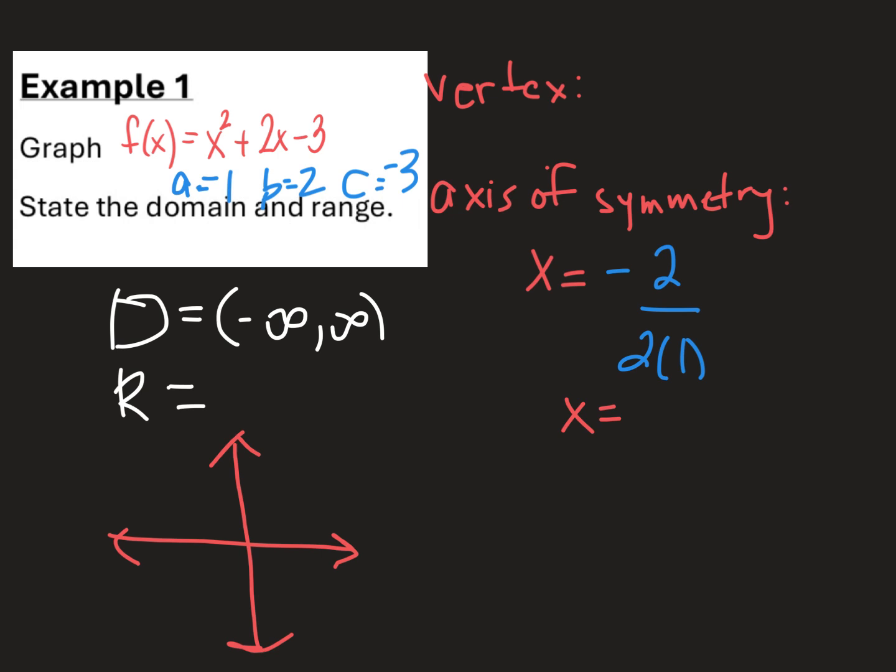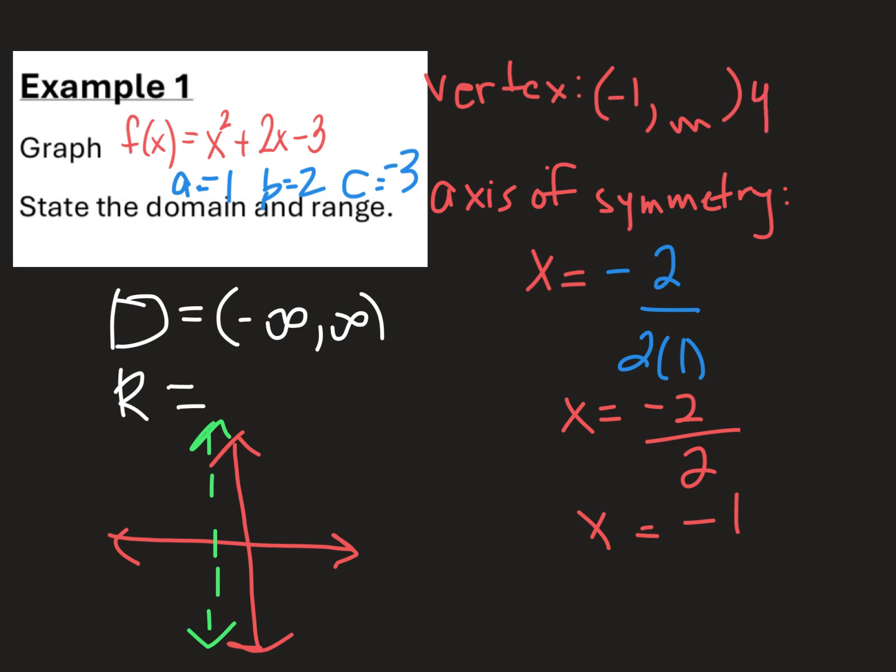All right, so I'm going to simplify. I'm going to multiply in the denominator first. Negative 2. 2 times 1 is 2. And then negative 2 divided by 2 is negative 1. So my axis of symmetry is x equals negative 1. So I'm going to go to negative 1, draw a dotted vertical line. And then I'm going to go up here to the top, and I'm going to put negative 1 in for x. And then I'm going to substitute to find this y value.